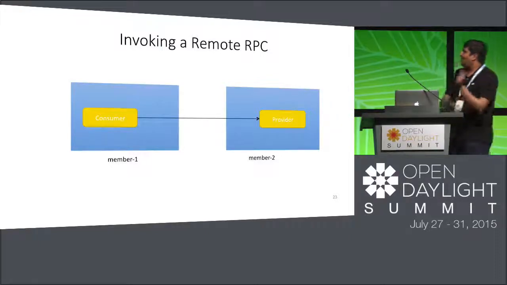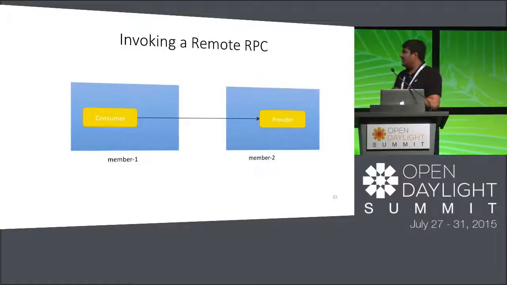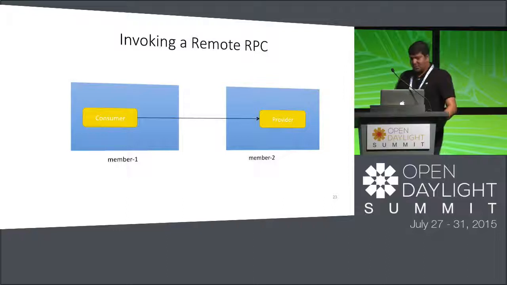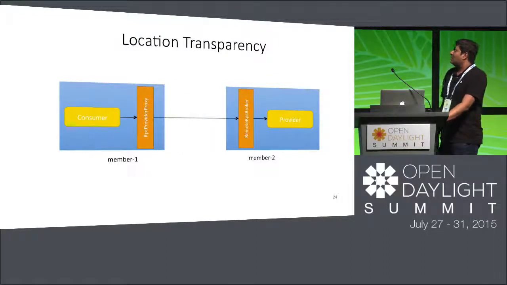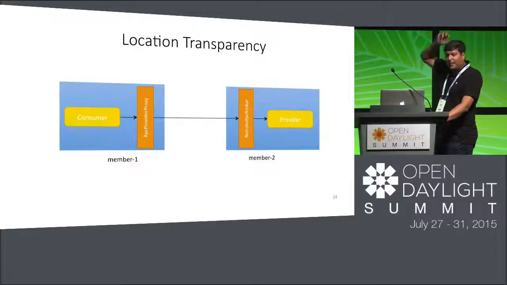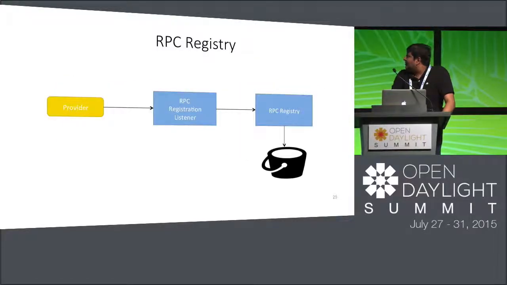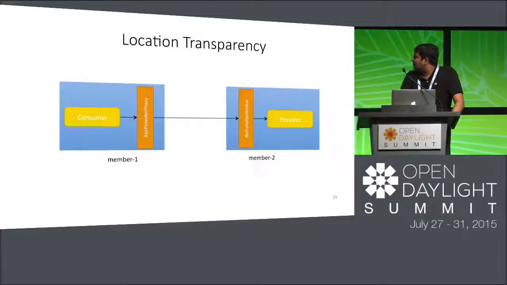All right, so invoking RPC is about the same thing. Earlier we had member 1 and member 2, and we were trying to access data. Here we have member 1 and member 2, where the consumer is on member 1 and the provider is on member 2, and this somehow has to work. How this works is, we have a proxy on the consumer end, which understands how to route to a remote broker on the other end.